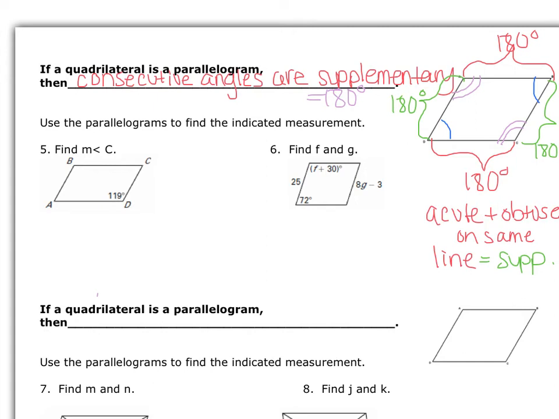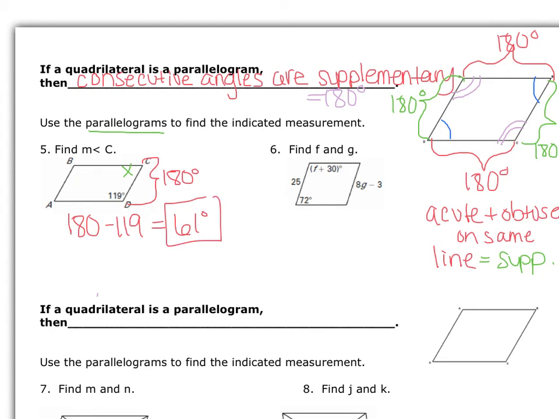So let's use that it's a parallelogram to find the measure of angle C. All they give us is this 119, the measure of angle D. Well, we know that consecutive angles are supplementary. So if you have 180, you subtract out the measure of angle D. What's left for C is 61 degrees.